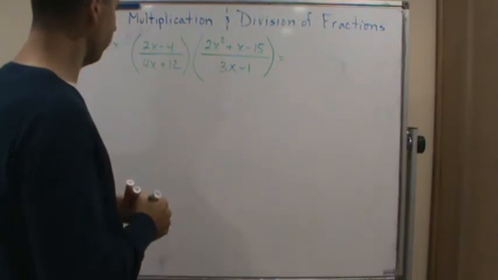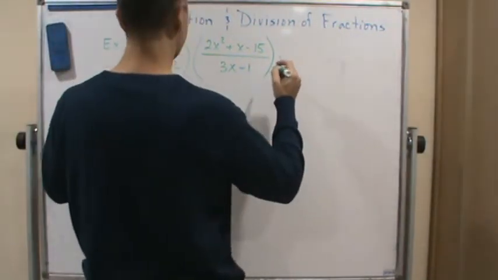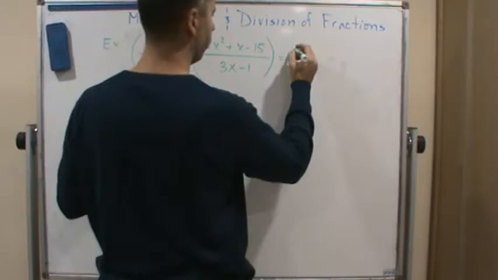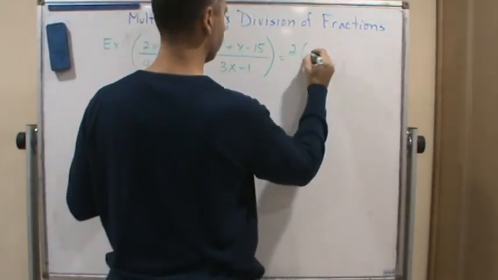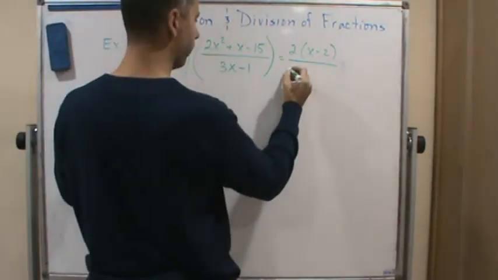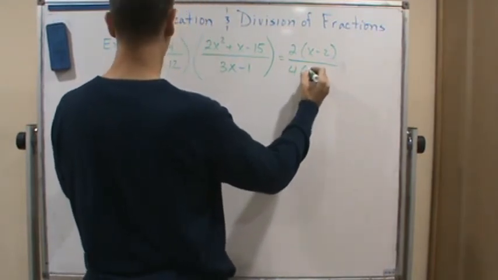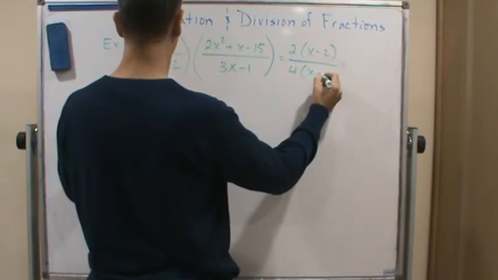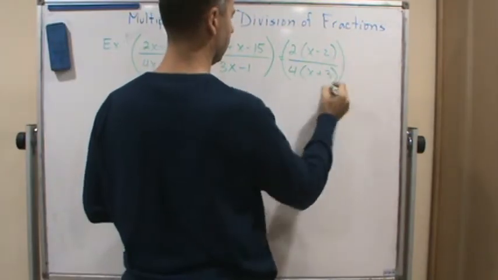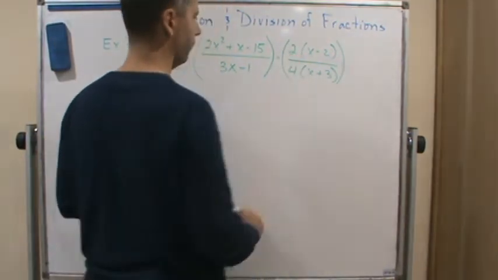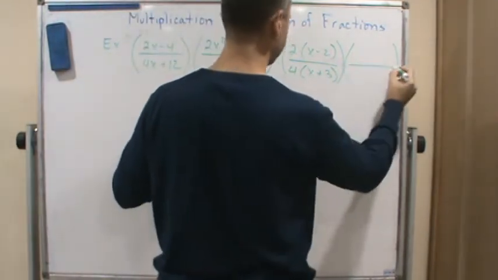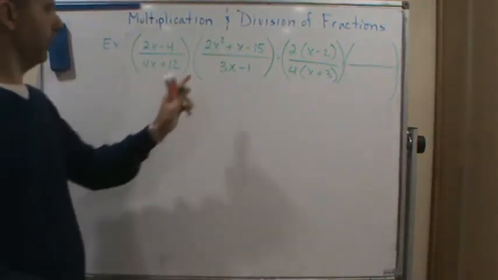Okay? Okay, so let's write this as, so we've got a greatest common factor up here, right, of 2. And then we've got a greatest common factor of 4 on the bottom. So we get that. Okay. And then this also factors. Okay. So this is factorable.